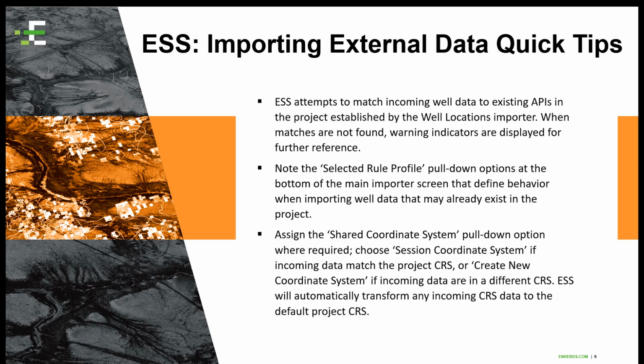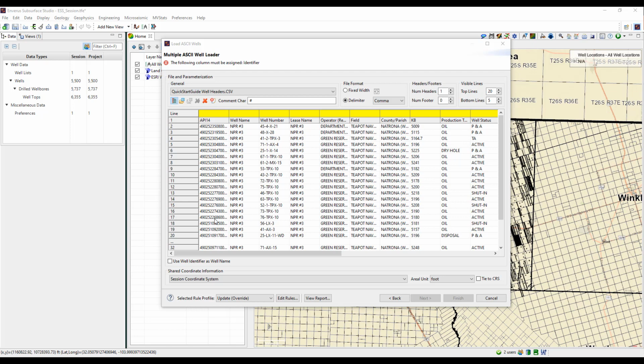ESS importing external data quick tips. The selected rule profile pull-down options are at the bottom of the main importer screen in the lower left. They define behavior when importing data that may already exist in the project.